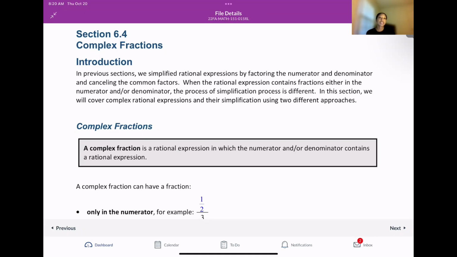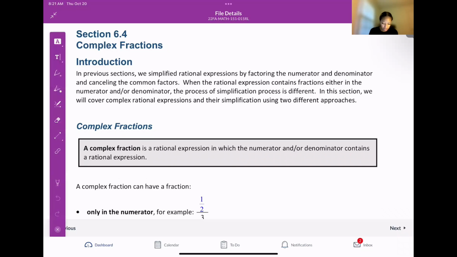So in previous sections, we simplified rational expressions by factoring the numerator and denominator and canceling the common factors. When the rational expression contains fractions, either in the numerator and/or the denominator, the process of simplification is different. Okay, in this section, we will cover complex rational expressions.